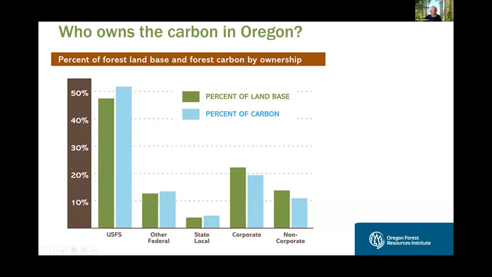Large private has 23% of the forest land in Oregon and just under 20% of the carbon. Small woodland owners like you all have about 14% of the land base and about 11% of the carbon. So the one thing that jumps out at you here is when the blue bars are higher than the green bars, it's kind of the overachievers. And what it tends to mean is there's more wood on the stump in those places.